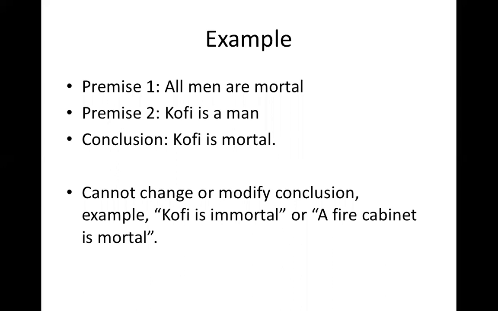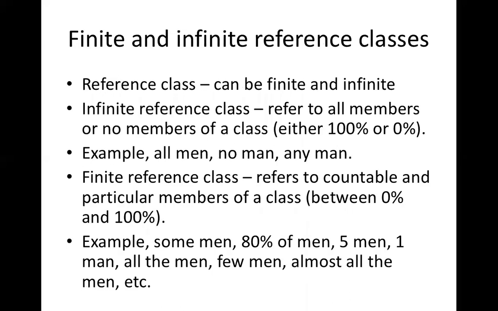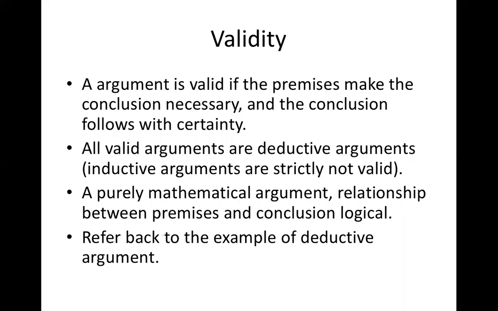Look at this argument. All men are mortal. Kofi is a man. Can you not say that the premises make the conclusion necessary? You can see that it is the only conclusion you can reach. So these premises make the conclusion necessary. And then the conclusion follows with certainty. So there are two statements. The first one is that they make the conclusion necessary. And the second one is that the conclusion follows with certainty. So let's continue where we stopped. We repeat that an argument is valid if the premises make the conclusion necessary and the conclusion follows with certainty.